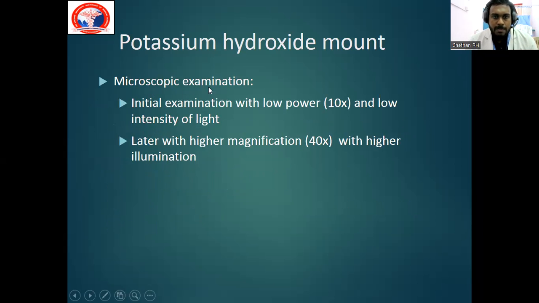To do the microscopic examination, initially you will do it under low power and low intensity of light, and later you will do it with higher magnification, that is at 40x with higher illumination.